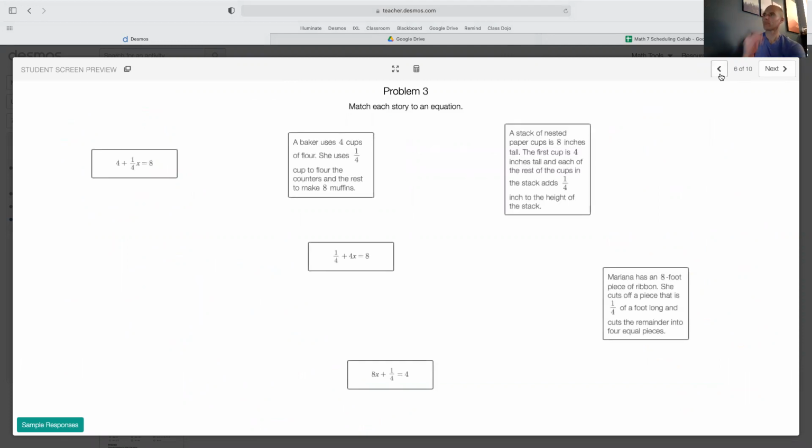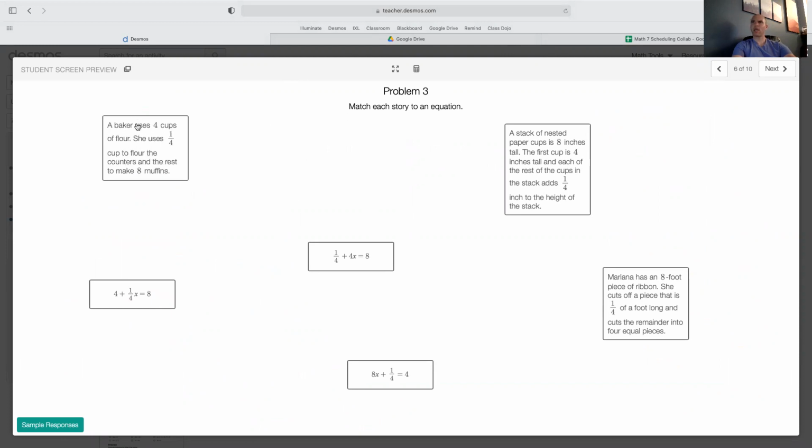All right, so we got to match the equations to the story type thing. I think it's easiest to read the stories and then find the equation that goes with it. So I'll start here. A baker uses 4 cups of flour. She uses 1/4 of a cup to flour the counters. Like you sprinkle flour on the counter so you can put dough or whatever there and it doesn't stick. And the rest to make 8 muffins.